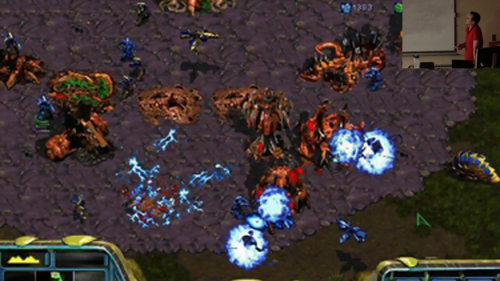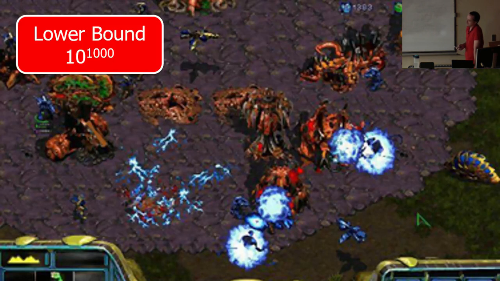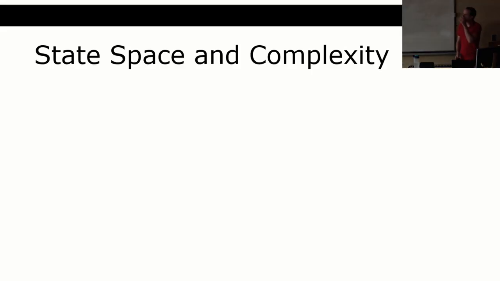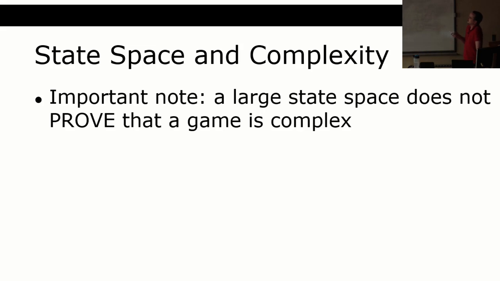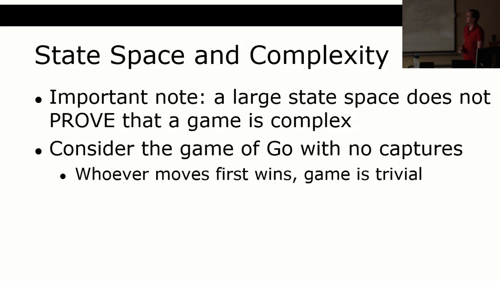So it's pretty complex. StarCraft is insanely bigger than Go if you actually wanted to solve the game, with a lower bound of like 10 to the 1,000 to the 1,000. It's crazy how many different possible states of video games there are. So just keep in mind that a large state space does not prove that it's complex. It just proves that it can't be solved in a trivial way.